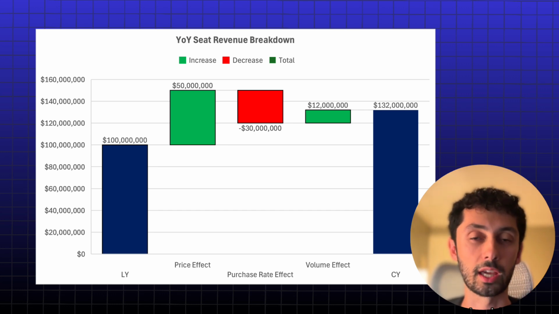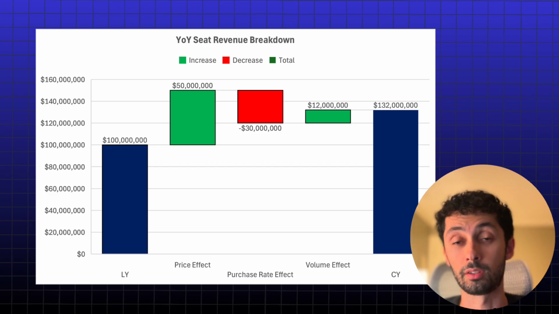And again, here we're only looking at 3 values, but you can be creative with this. You can add other components that you think might be important to highlight.